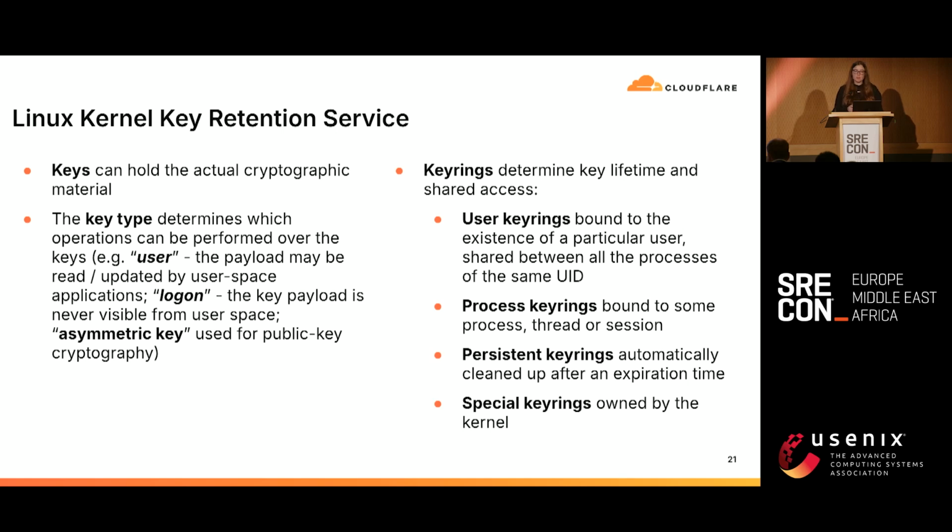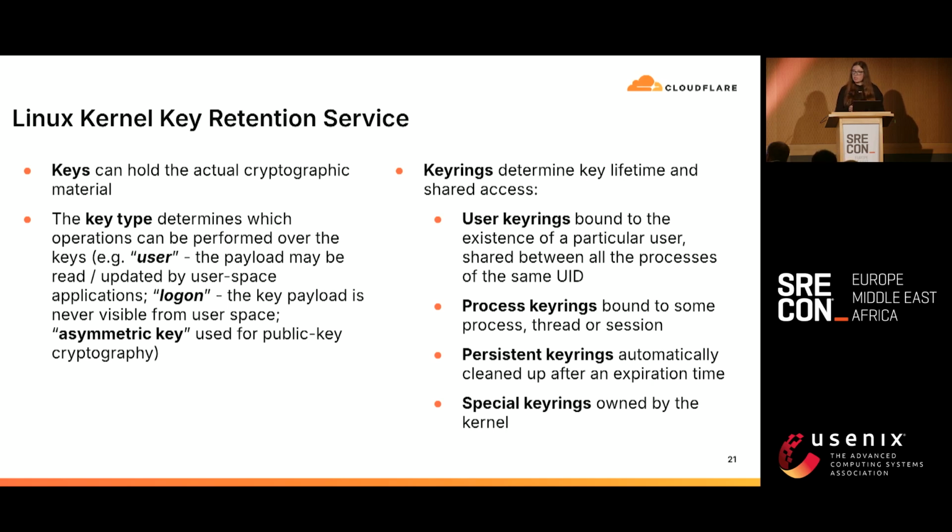Keys can hold the actual cryptographic material. The key type determines which operations can be performed over the keys. For example, the payload of a key of the user key type may be read and updated by a user space application. The logon key type prohibits user space applications from reading or updating the key payload. So a user space application completely doesn't have access to a key of type logon. And there is asymmetric, used for public key cryptography. Key rings determine key lifetime and shared access.